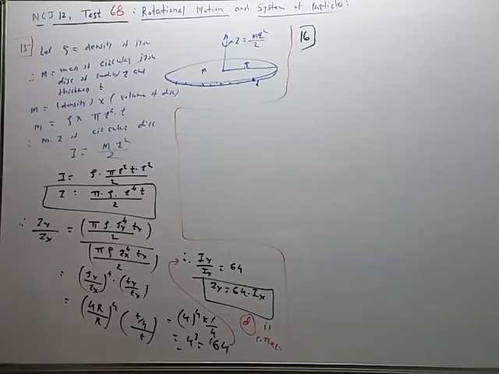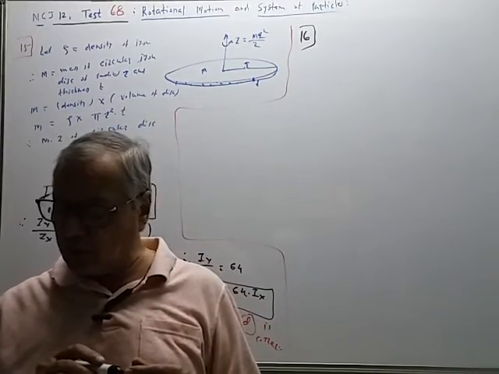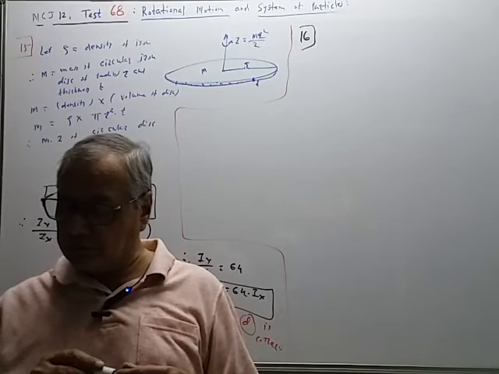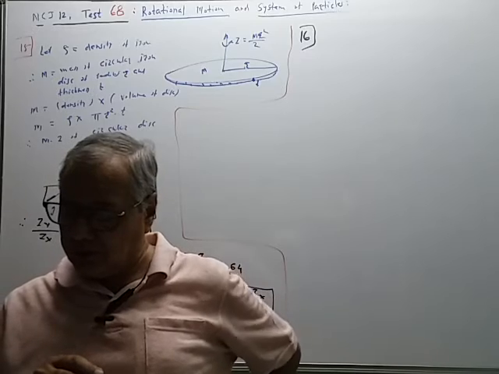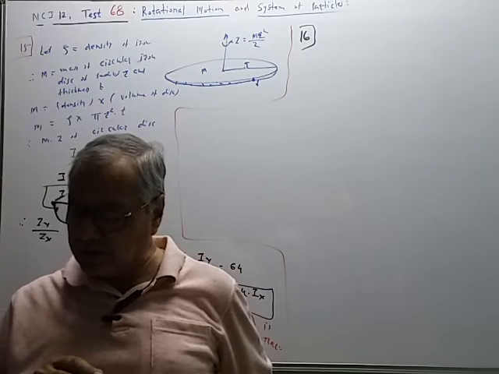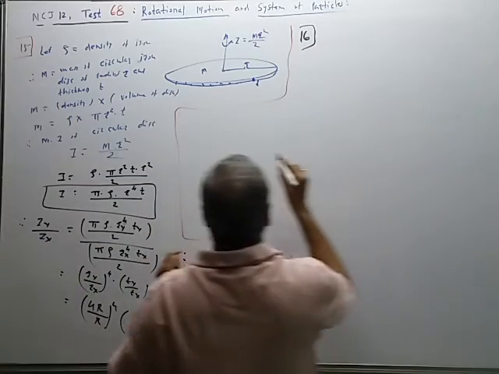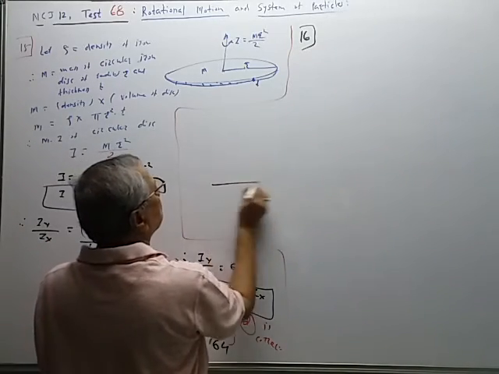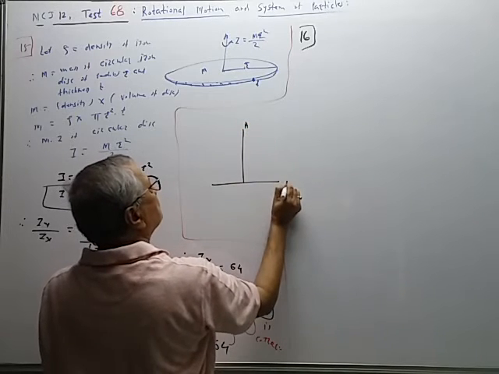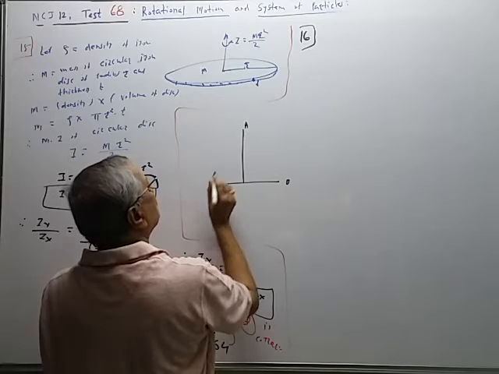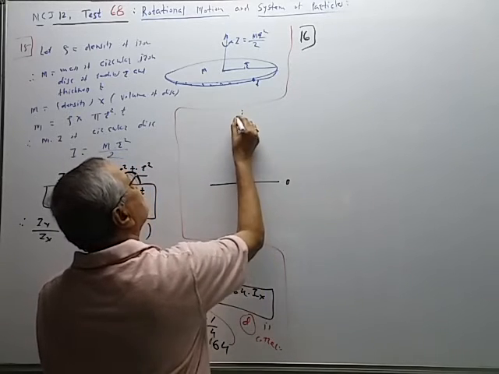Next problem is 16. Figure is given. A T joint is formed by two identical rods A and B, each of mass small m and length capital L in the xy plane as shown. Its moment of inertia about the axis coinciding with A is... So the figure is shown like this. This is the A rod, this is the B rod. So we have to find the moment of inertia about the axis coinciding with A.